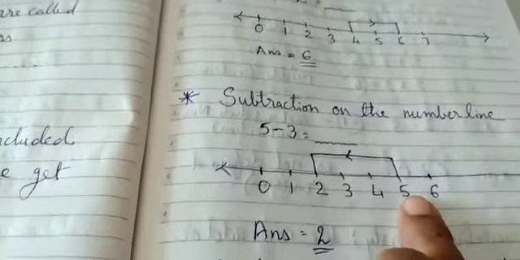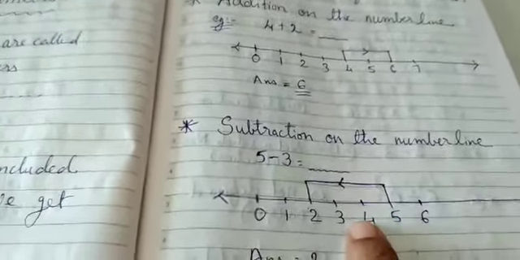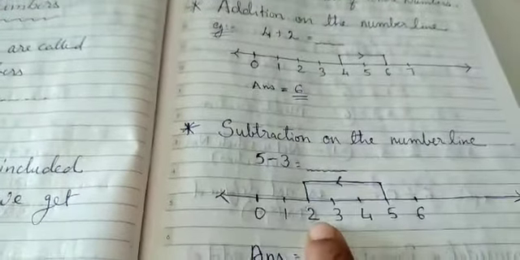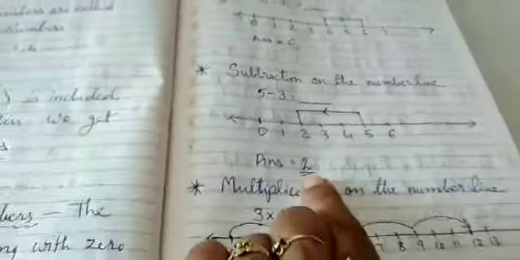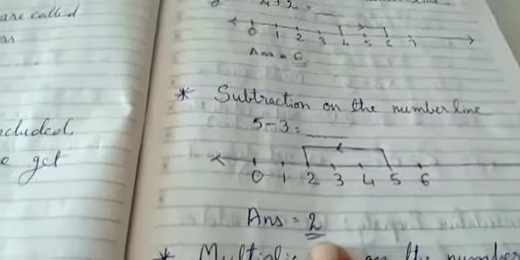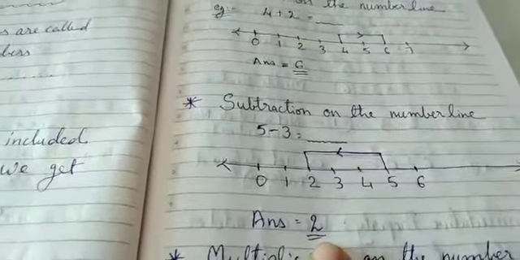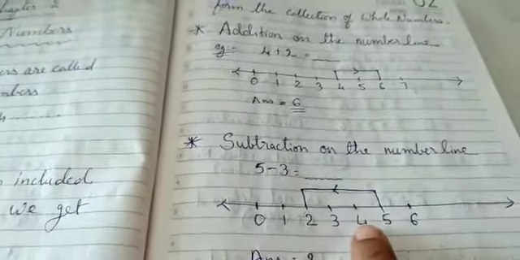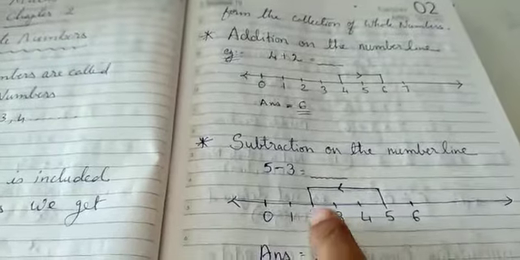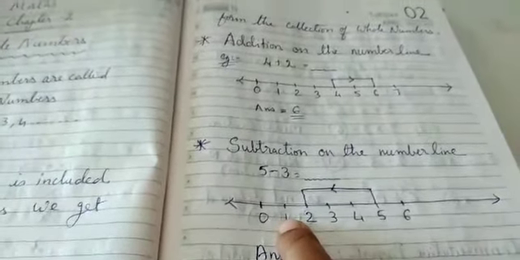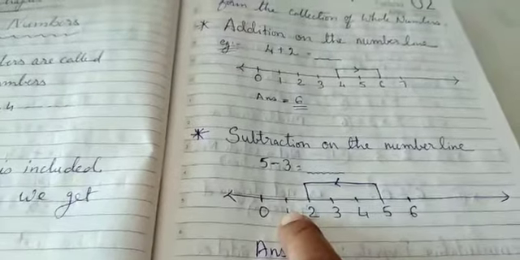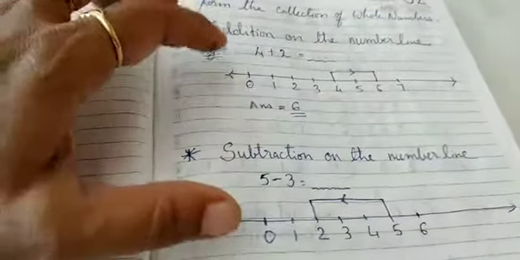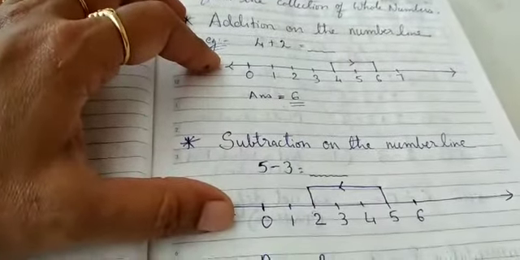Okay. Starting your journey from 5 towards the left hand side, moving 3 numbers, we reached 2. So the answer is 2. Is that clear to you? Okay. If in place of 3, I write 4, then how many numbers you will move? 1, 2, 3, 4. The answer will be 1 in that case. Is that clear? So this is about adding or subtracting 2 whole numbers with the help of number line.